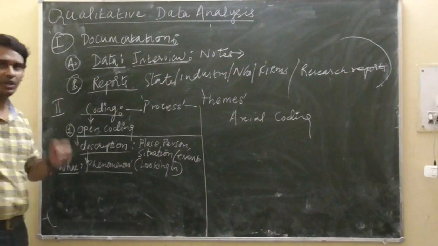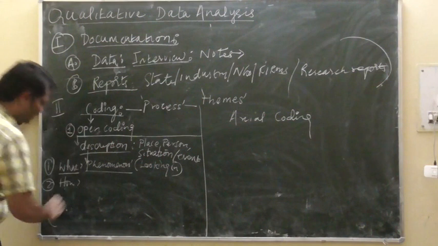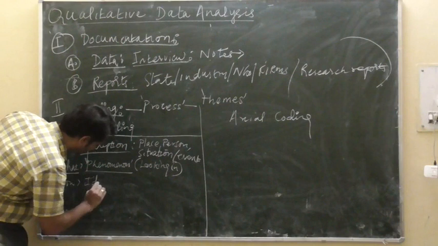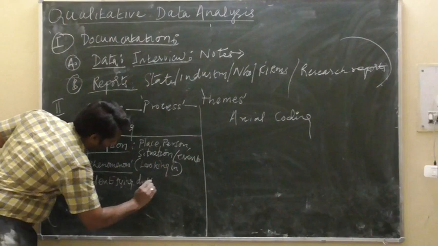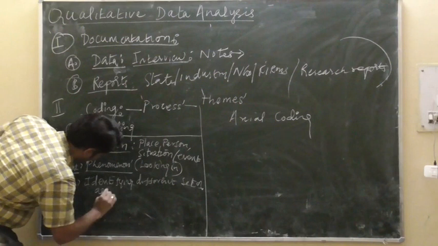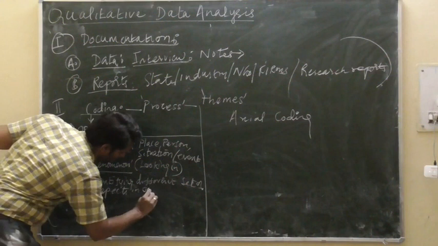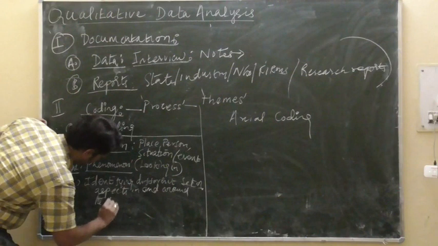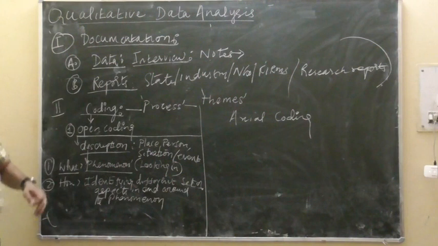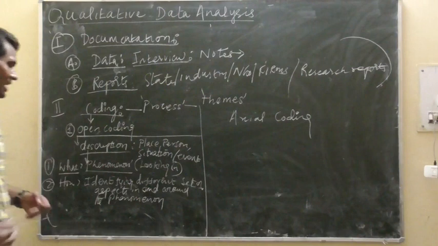Number two, the how. Identifying different sets of aspects in and around the phenomenon. So you are able to explain very clearly what kind of aspects, different sets of aspects, are happening in and around a phenomenon.